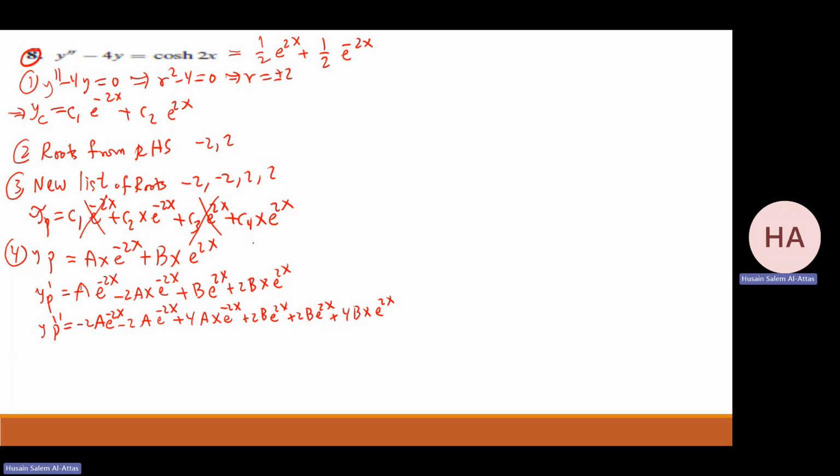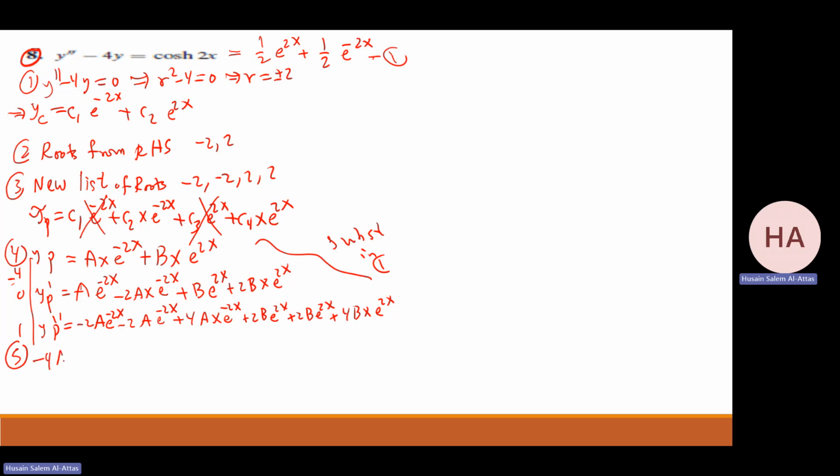Now I need to substitute this in equation 1. So that gives me what? This is the fifth step. You need to be careful. This is 1, this is 0, this is 4. Minus. So I have what here?